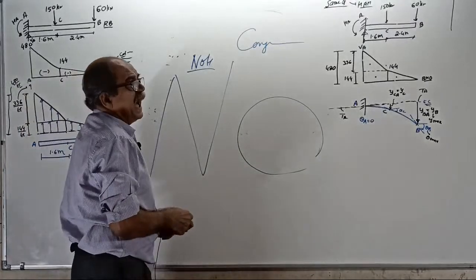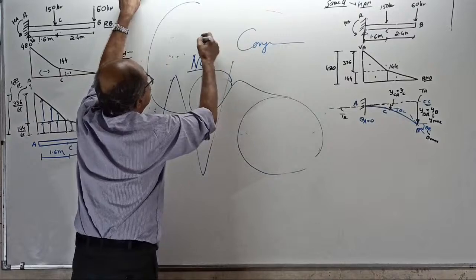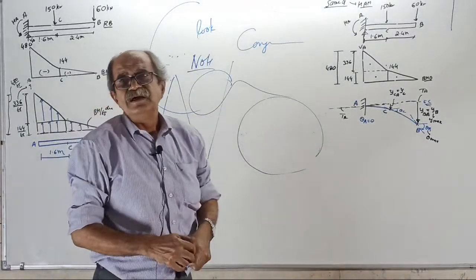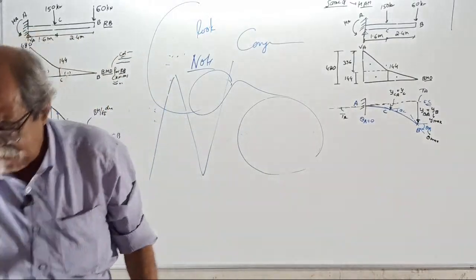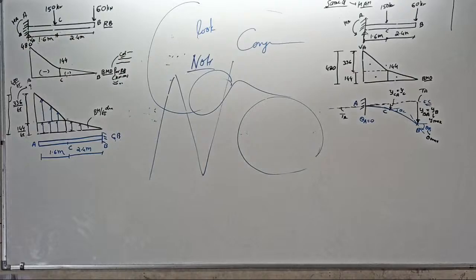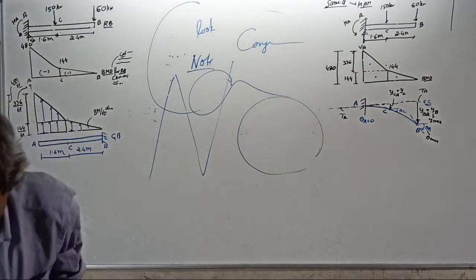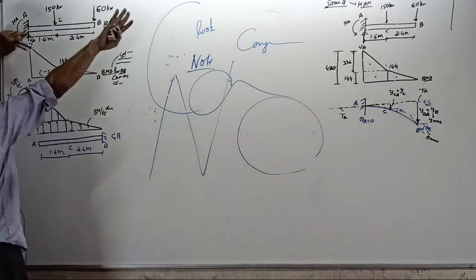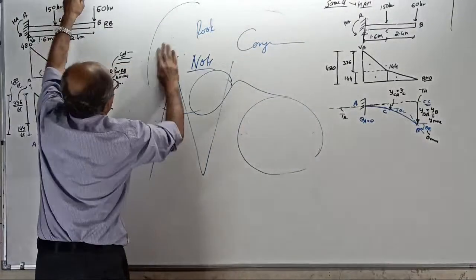Cantilever means consider which side? I won't tell again. Cantilever means consider the free end side. So here for bending moment, look this side, and here for deflection, look this side. Over. Now I will not repeat.